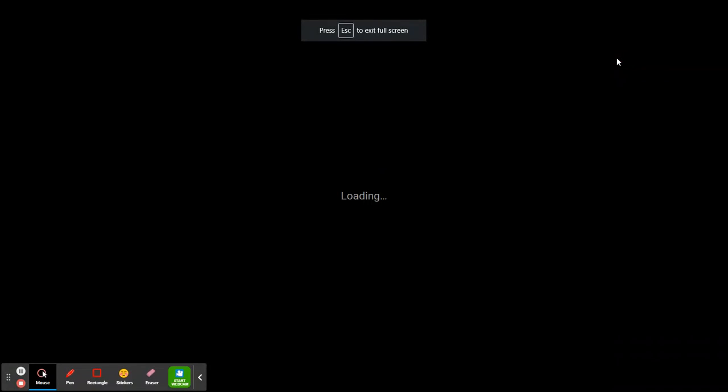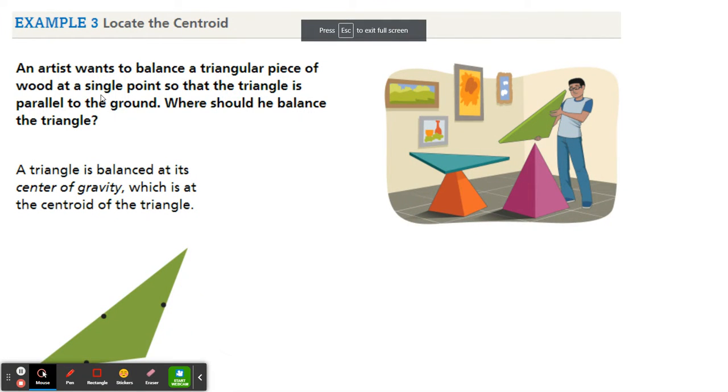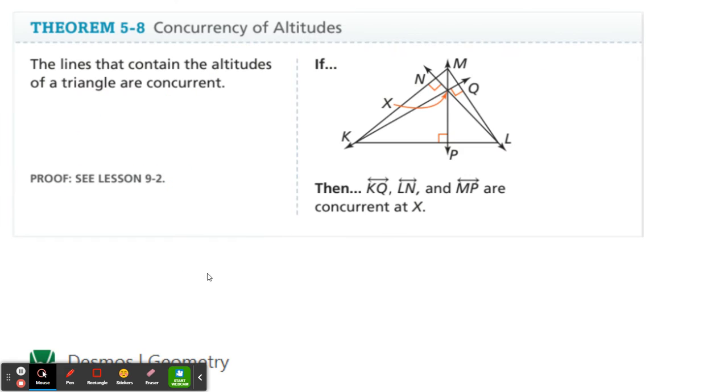Welcome back, Geometry Video 2 here, focused on altitudes. So let's have some fun with altitudes, right? So the concurrency of altitudes idea here. Again, if we look here, altitudes are perpendicular, right? So they will be concurrent. If you graph the three altitudes, they will all meet at the same point.